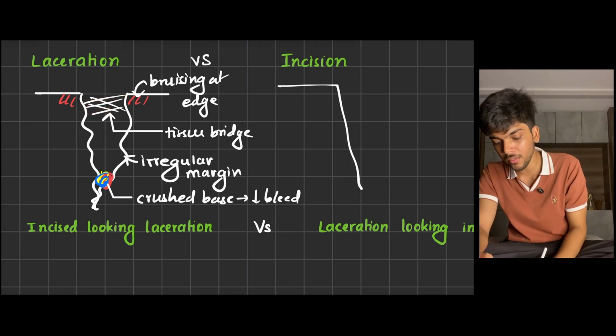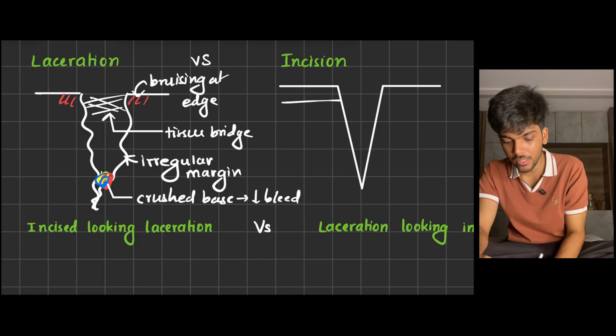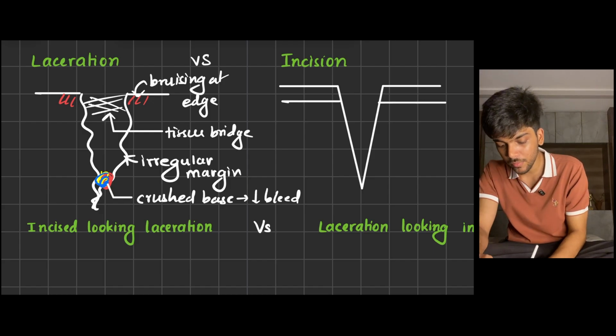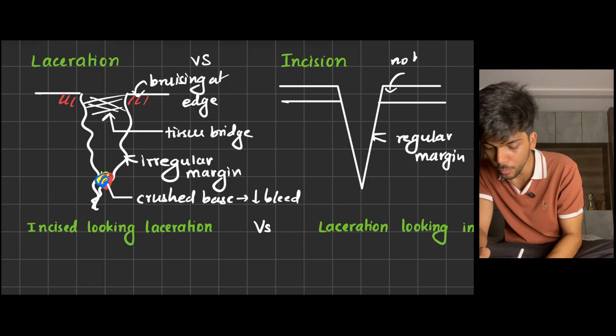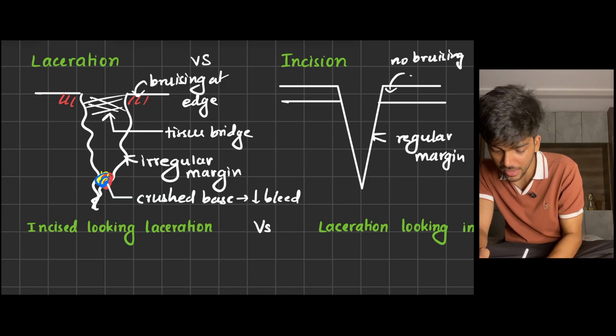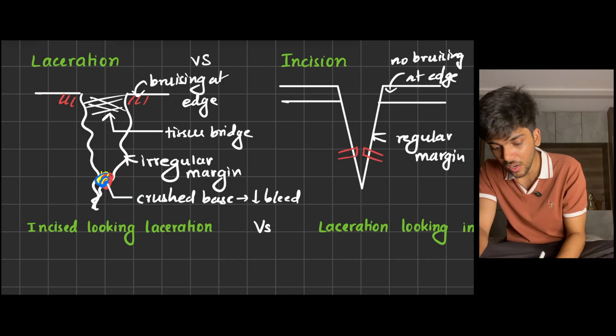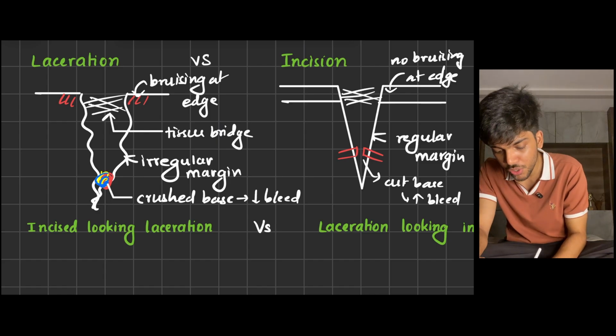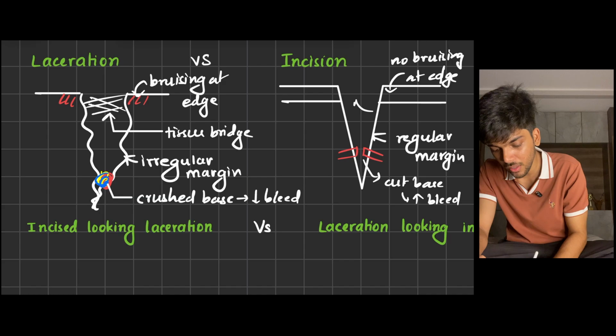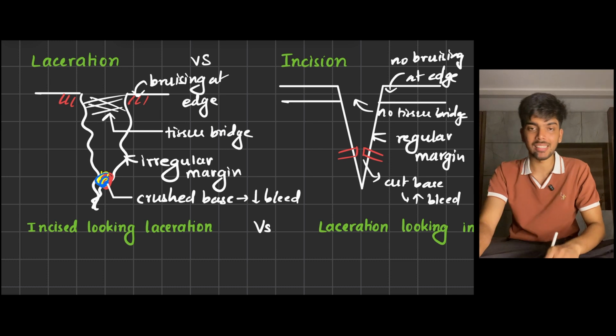However, in case of an incision, the margin is regular. There is no bruising at the edge, and then the base, instead of being crushed, it is cut, so there is more bleeding. Cut base, so there is more bleeding, and there are no tissue breaches. So these are the 4 differences between laceration and incision.